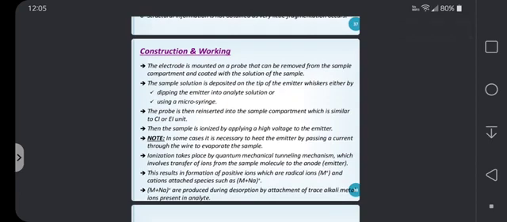Construction and working of field desorption. The electrode is mounted on a probe that can be removed from the sample compartment and coated with the solution of the sample. The sample solution is deposited on the tip of the emitter whisker, either by dipping the emitter into the analyte solution or using a micro syringe. The probe is then reinserted into the sample compartment, which is similar to CI or EI.